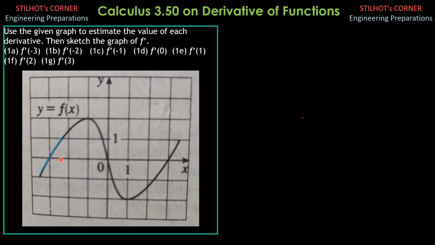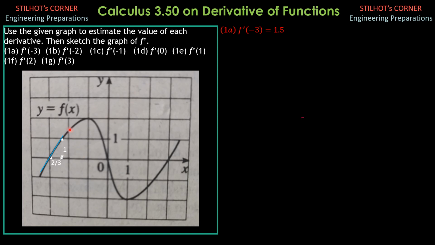Definitely the rise is 1. That's a positive slope. And we estimate this as about 2/3. So that is 1 and this is 2/3. So therefore, the slope is positive 1 over 2/3, and that is 3/2 or 1.5. So 1a, f prime at -3 is 1.5.